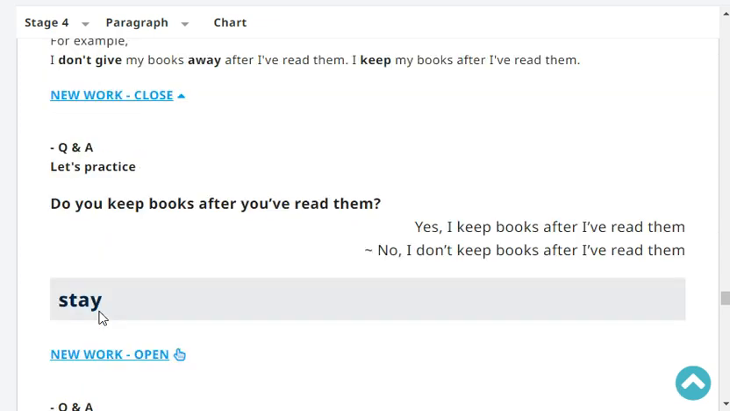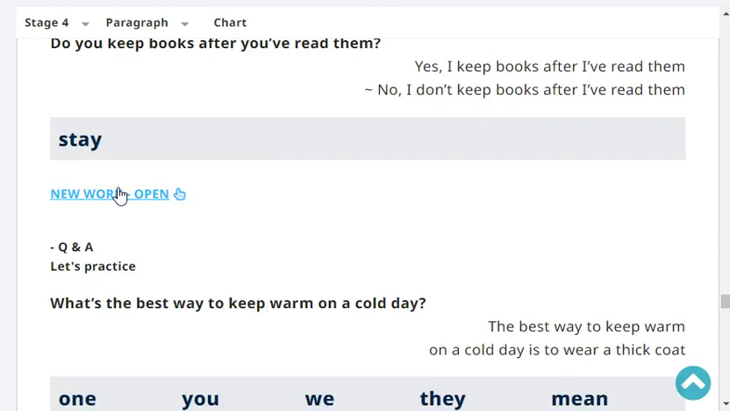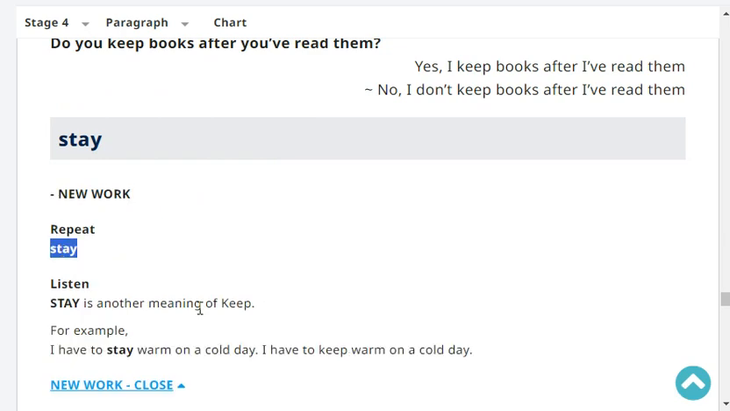Okay, let's practice. Do you keep books after you read them? Yes or no? Yes, I keep books after I read them. Very good. Next meaning of keep is stay. Stay. Very good.